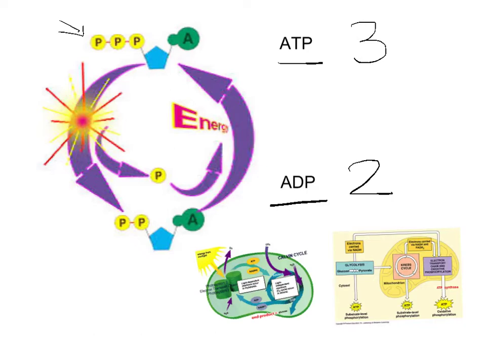The processes in the cell that store and release energy are photosynthesis and respiration. And you'll see ATP is produced during each of the steps of photosynthesis and respiration. You'll learn more about these in detail later.